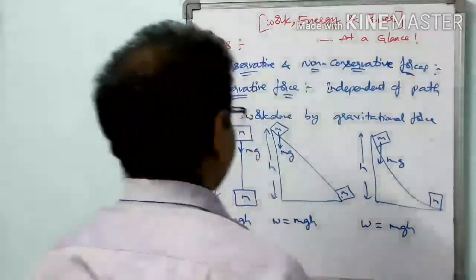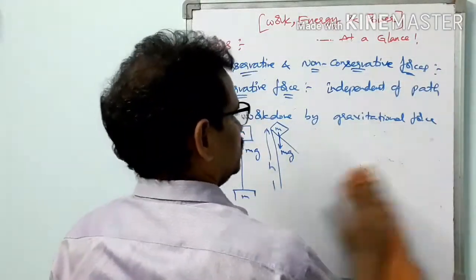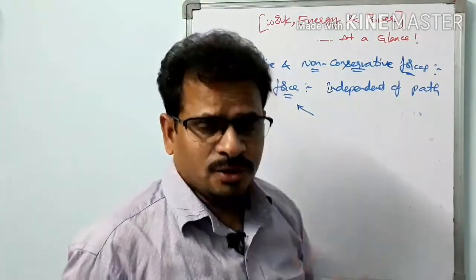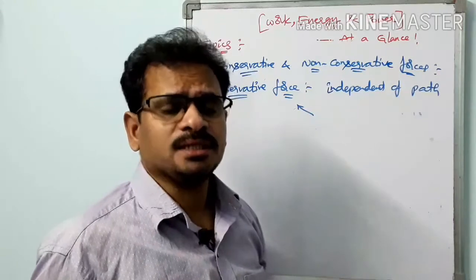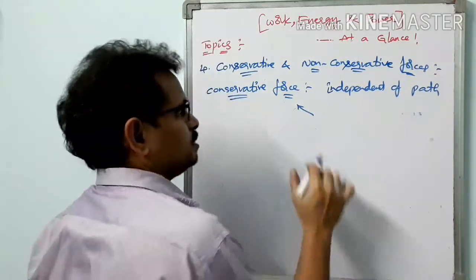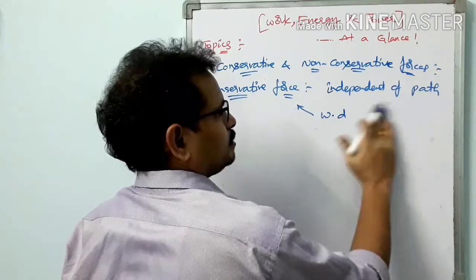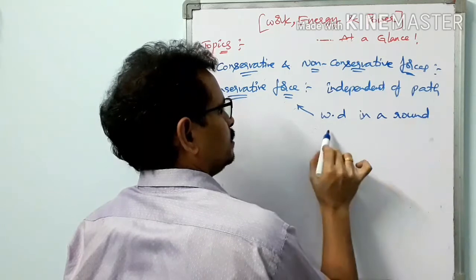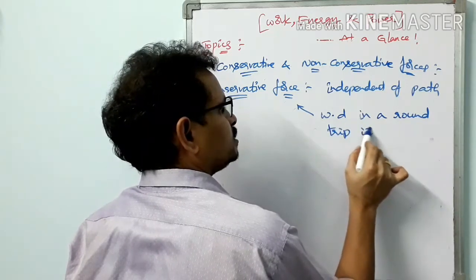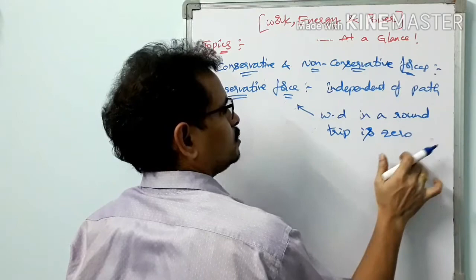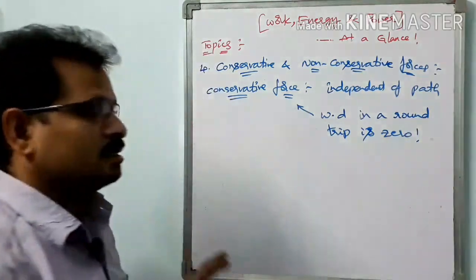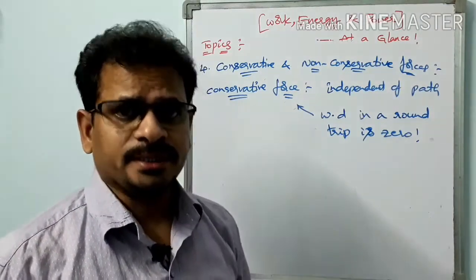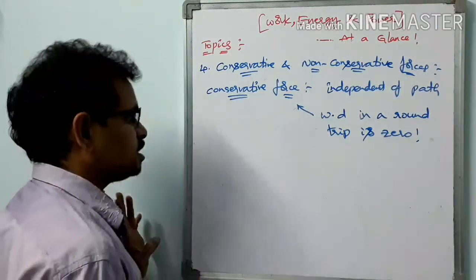And we can define a conservative force in another way also. If the work done by any force around a round trip is 0, then such a force is known as a conservative force. Work done in a round trip is 0. Okay, if work done by any force around a round trip is 0, then such a force is known as a conservative force. Let us check this one.